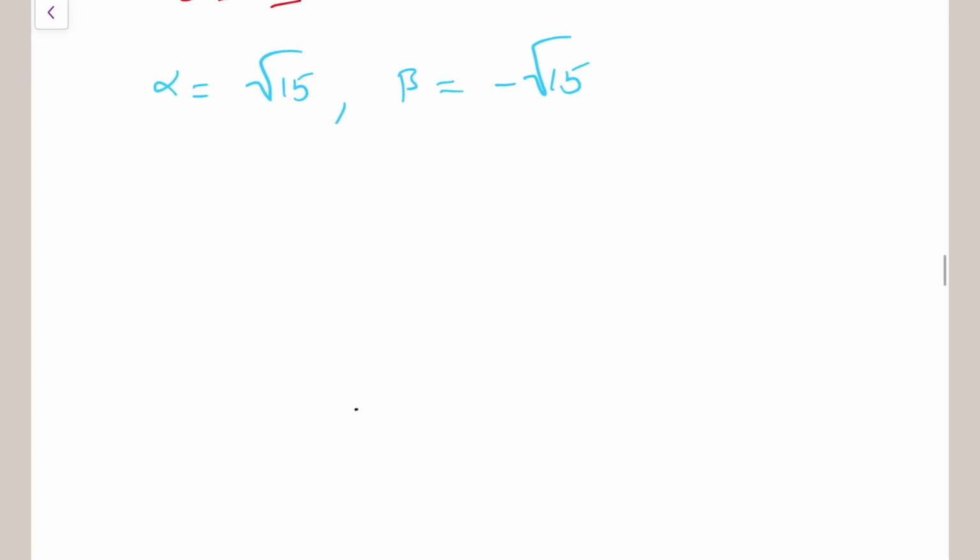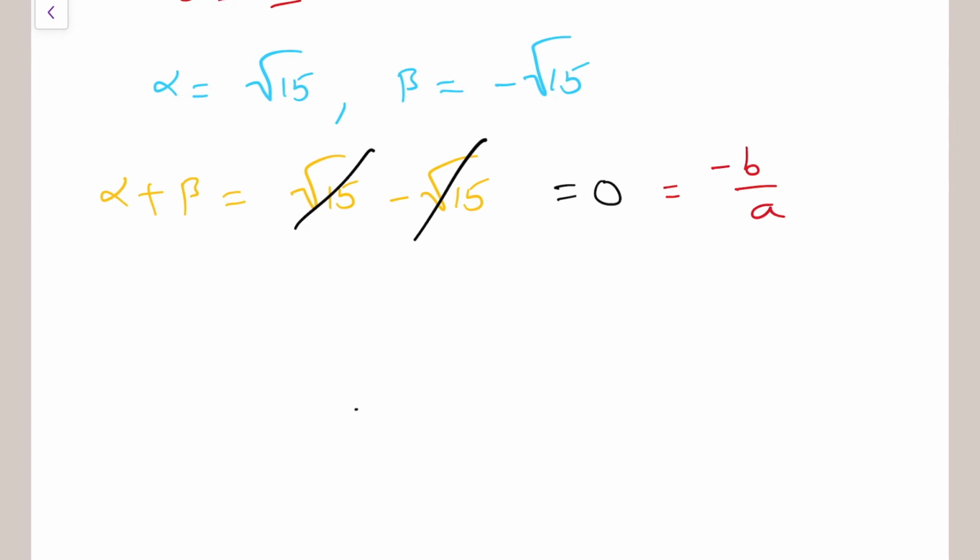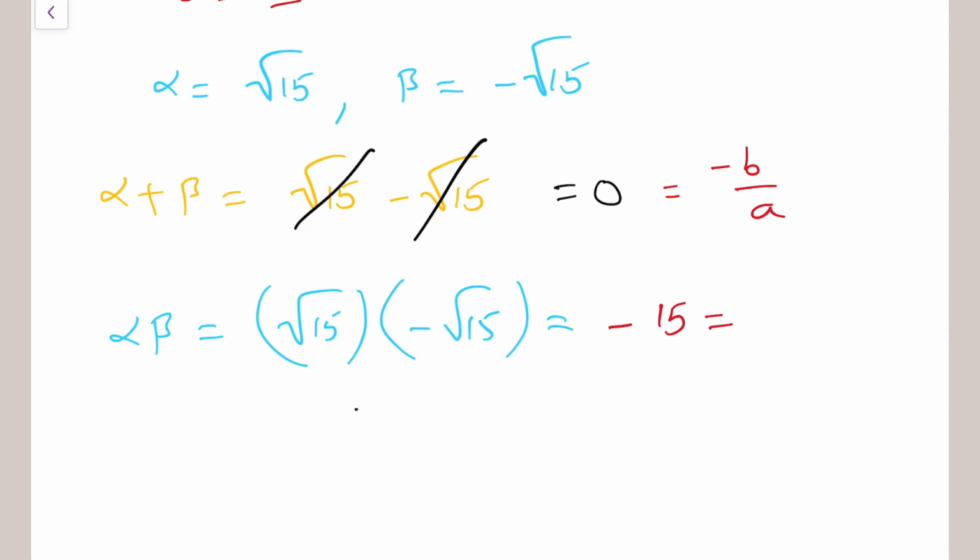Now let us find out the sum of the zeros first. Alpha plus beta equals to, alpha is plus root 15 and beta is minus root 15. Plus root 15 minus root 15 both will cancel, then it will be equals to 0, and this alpha plus beta make it equals to minus b by a. Then coming to the product, alpha into beta equals to plus root 15 into minus root 15, that is equals to plus into minus, minus root 15 into root 15, 15. This alpha into beta we need to equate to c by a.